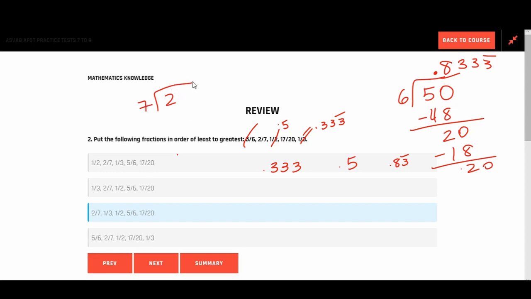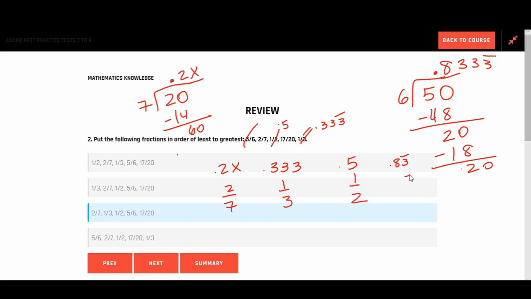So 7 goes into 2. It doesn't. It's too small. I have to add a 0. By adding that 0, I have to bring up a decimal. 7 goes into 20 2 times without going over. 7 times 2 is 14. We're going to subtract. 20 minus 14 is 6. Add a 0. We can already see that this is going to be 0.2 something, so that's going to be over here. And again, this is the fraction 2/7. This is 1/3. This is 1/2.